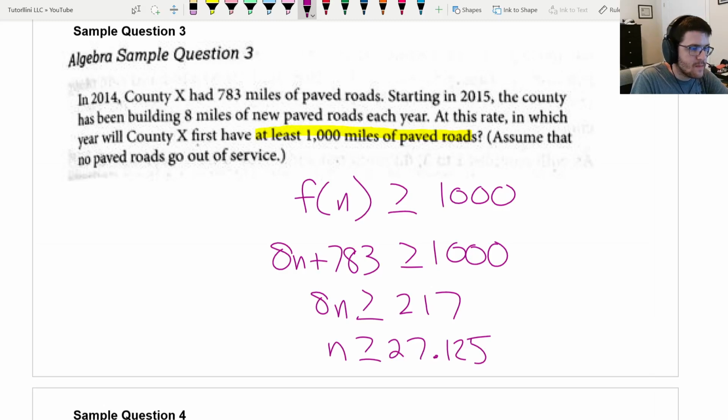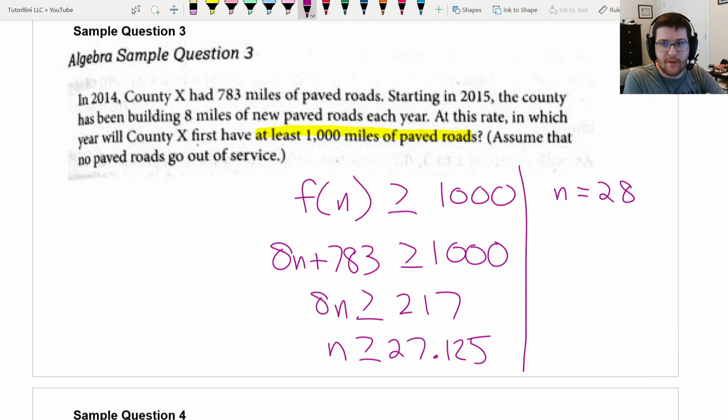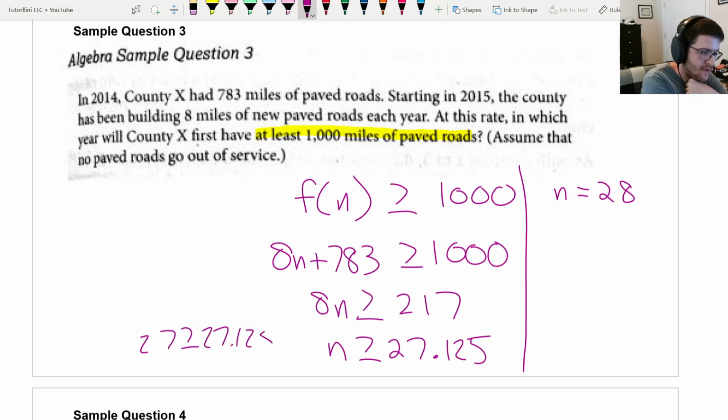So it sounds like, from the way this question is phrased, that n kind of has to be a whole number. This is like done after a full year, the roads are put into use. So the very first value that is greater than or equal to 27.125, whole number, is 28. So that might feel counterintuitive. Lots of people, they would round and they would put 27. But if you write 27 is greater than or equal to 27.125, you see that doesn't make any sense. 27 is not greater than or equal to 27.125.